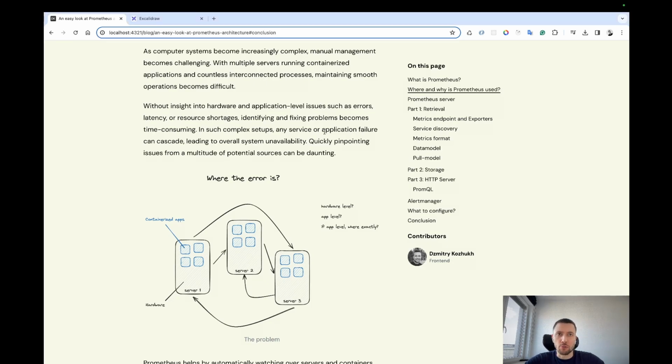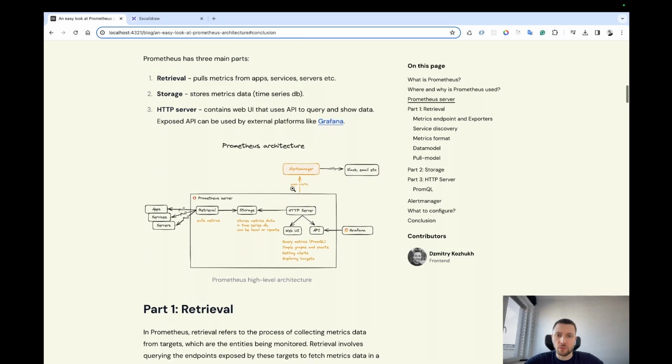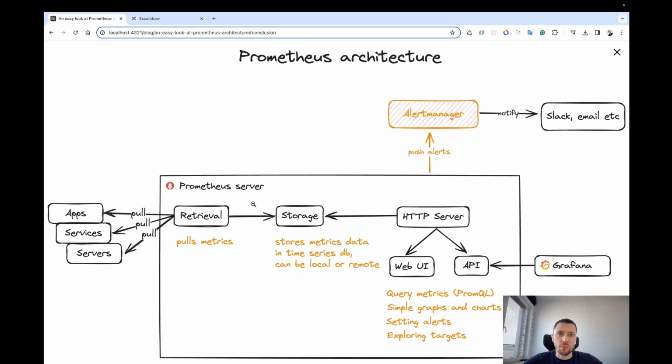Okay, so let's take a closer look at the Prometheus architecture. I would divide it into three main parts. The first one is Retrieval. It pulls metrics from apps, services, or servers. They're usually called targets. Then the receiver puts this data to storage that stores metrics data in a time series database, and then the HTTP server can use the stored data to query it using the provided web UI, or can provide an API that can be used by external platforms like Grafana, for example.